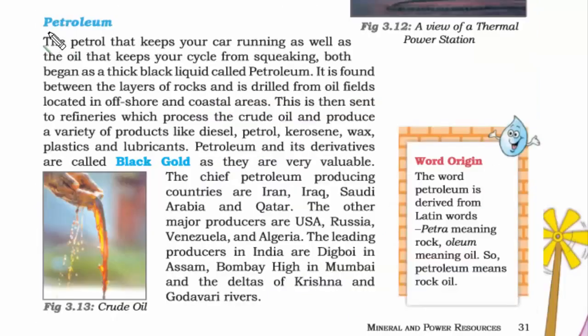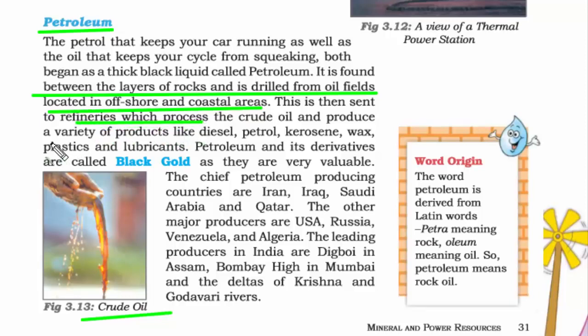And the next type of energy is petroleum. They are found between the layers of rocks and is drilled from oil fields located in offshore and coastal areas. So remember this, we always extract crude oil first. And after processing in refineries, we produce a variety of products like diesel, petrol, kerosene, wax, plastics and lubricants. And petrol is also called black gold because it is very valuable.